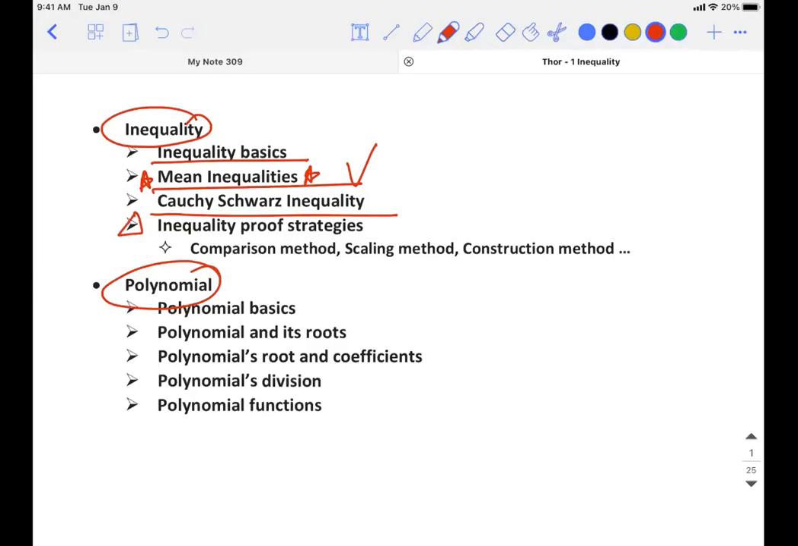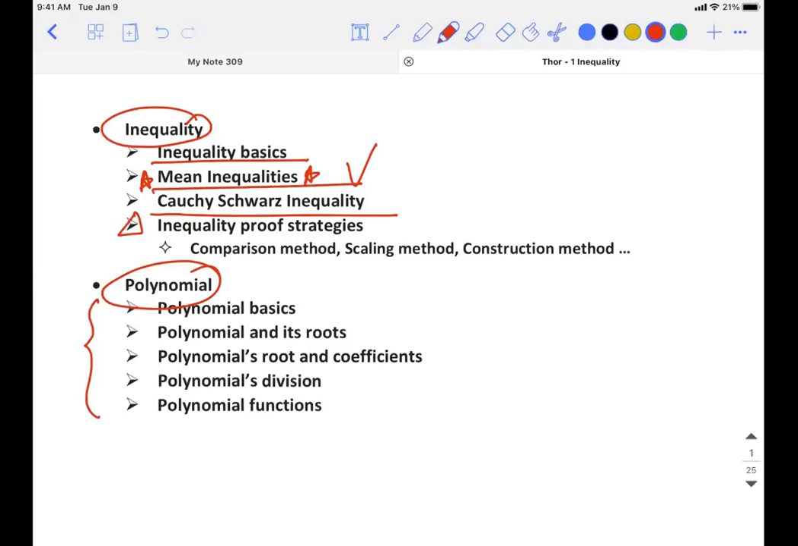So inequality is going to be the major part of our lecture because inequality takes a bigger portion in math competitions. And as long as we're done, we're going to go to the second part, which is polynomials. I think most of the students shouldn't be very unfamiliar with polynomials because we've been learning a lot of polynomials from day one. Let's say our linear function, our quadratic equation, right?